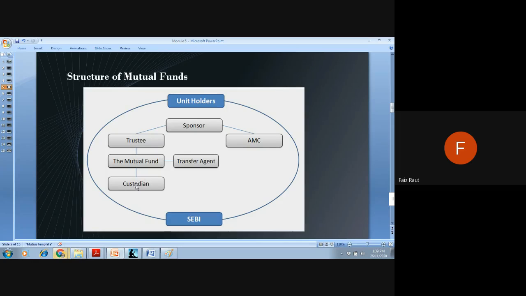And then comes the custodian. The custodian will be responsible for securing your securities, your mutual funds. The companies in the assets under management which the AMC has bought, this custodian will take care of those. He will be holding your securities, your shares or your units. And the transfer agent I have covered.